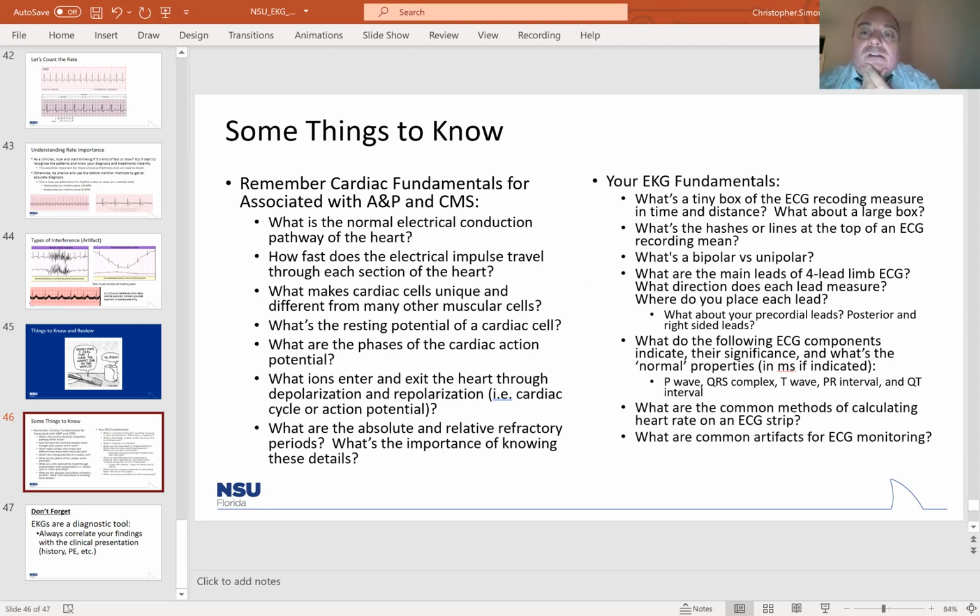EKG fundamentals, we talked about the small boxes and the large boxes, and the hashes we talked about. Make sure you know which leads are which, guys. So know your unipolar, bipolar limb leads, right? Know your augmented voltage leads. Okay, so 1, 2, 3. And then what do we got? We got AVR, AVL, AVF, our augmented leads. And then of course know your chest leads, right? So V1 through V6. Know the anatomic locations of where to put the chest leads, okay?